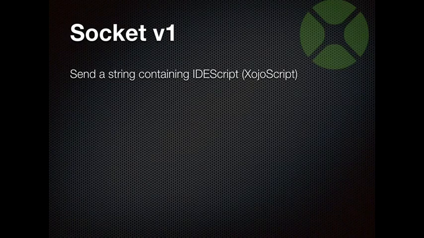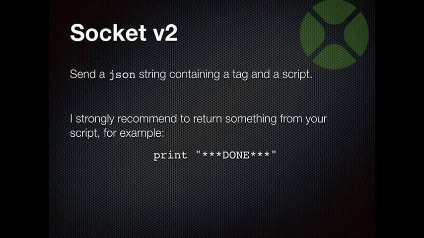What you really want is socket version 2. So JSON, or JavaScript object notation, is just a string that contains two pieces of information. There's a tag and there's a command. So it's just a dictionary that has a tag and a value and a command and a value. And you send that JSON to the socket, and when the IDE sees that, it says, oh, I have a tag, so that I can use that when I send my reply, saying, this is a reply to that tag you sent. And then the command is the Xojo script command that you would have sent with the other one.